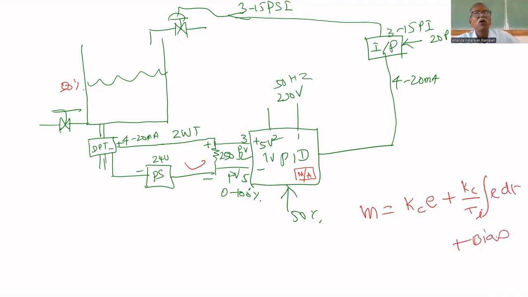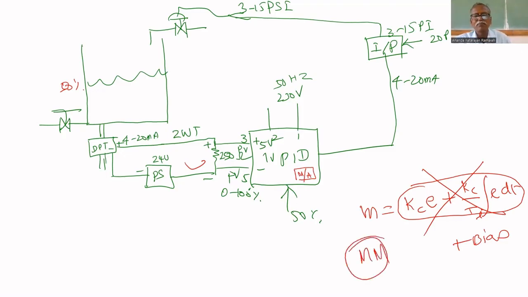I said this part will not work in manual mode. Automatically it calculates the controller output. That automatic controller output will not work. Then it is called manual mode. In manual mode, you can change from manual to auto to manual. Initially, you put the controller in manual mode.